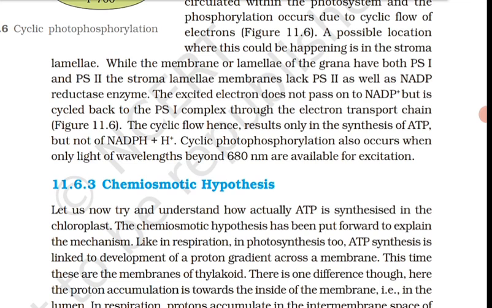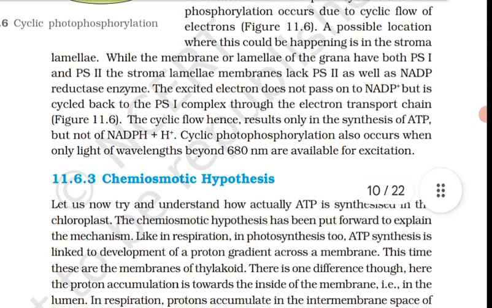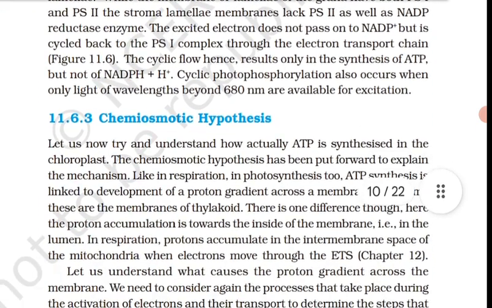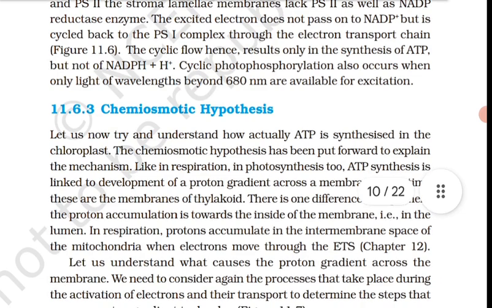Several protein complexes are involved in the process. The pigments are organized into two discrete photochemical light harvesting complexes, LHC, within photosystem 1, that is PS1, and photosystem 2, that is PS2. These are named in the sequence of their discovery and not in the sequence in which they function during the light reaction. The light harvesting complexes are made up of hundreds of pigment molecules bound to protein.